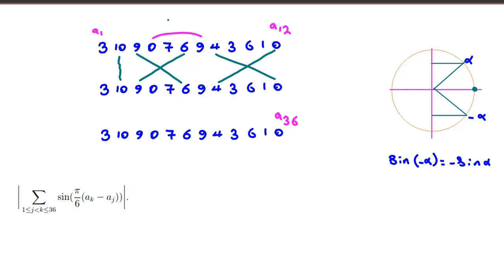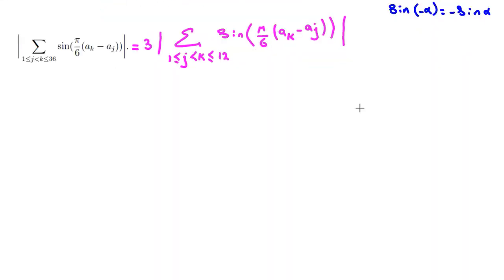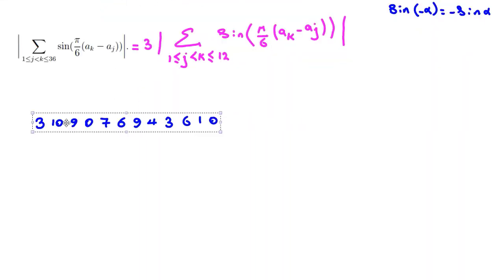Okay? So we can write it as it is equal to 3 times sigma over 1 ≤ j < k ≤ 12 of sine pi over 6 times (a_k minus a_j). Okay? And now let's calculate. We have these numbers. Let's focus on only one part. Here we can use a trick.